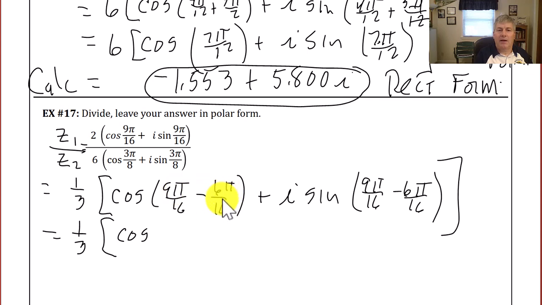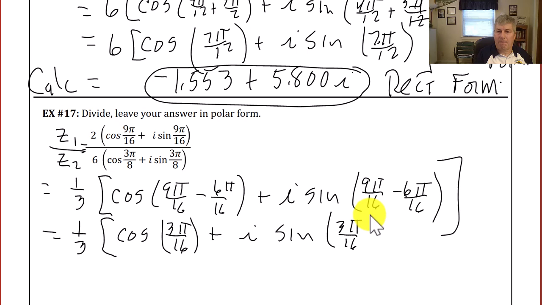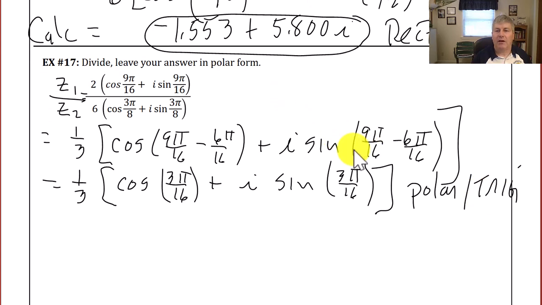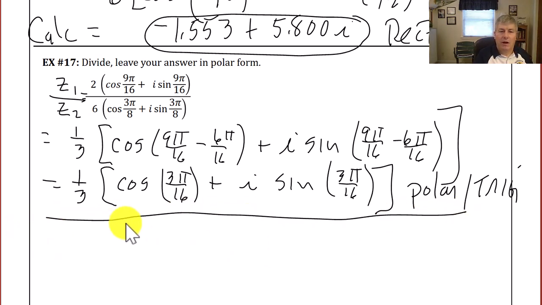cosine of 3 pi over 16 plus i sine 3 pi over 16. And that would be our final answer in polar or trig form. There's nothing more we can do here. That's the format we want. That's our angle mode.